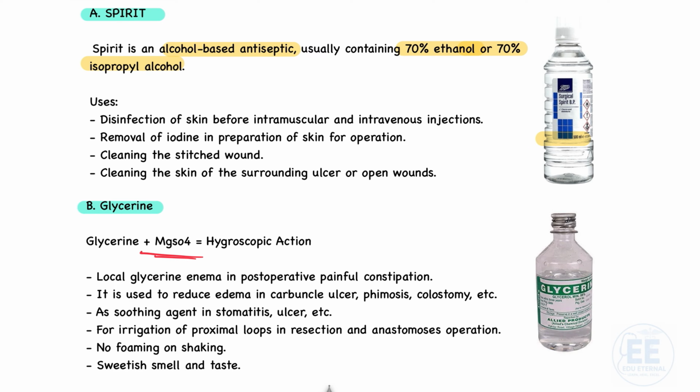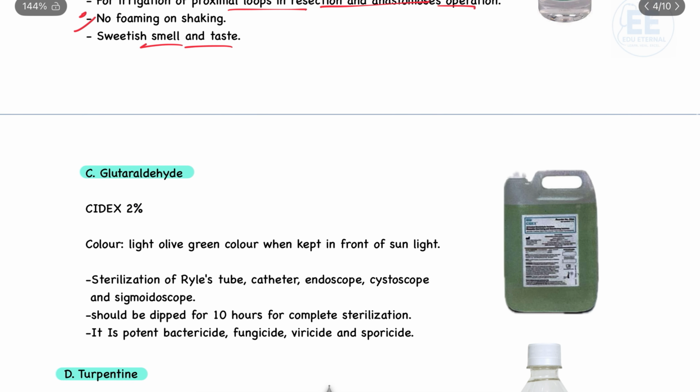Next is glycerine. If we mix glycerine with magnesium sulfate, then it gives a hygroscopic action. Uses include local glycerine enema in post-operative painful constipation, used to reduce edema in carbuncle, ulcer, phimosis, colostomy, works as a soothing agent in stomatitis and ulcer, for irrigation of the proximal loop in resection and anastomosis operation, and it has no foaming or shaking, and gives a sweetish smell and taste.